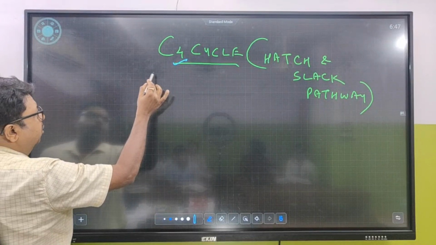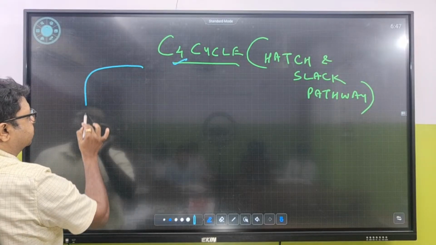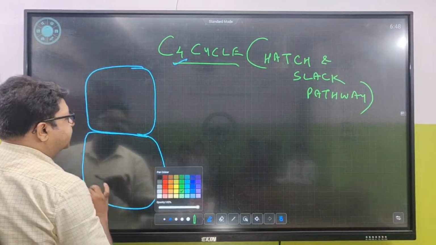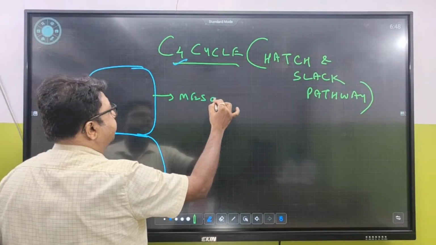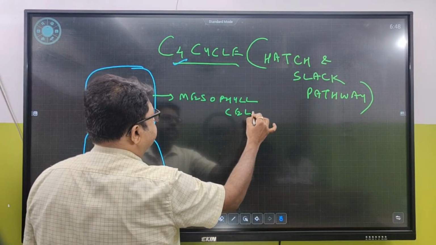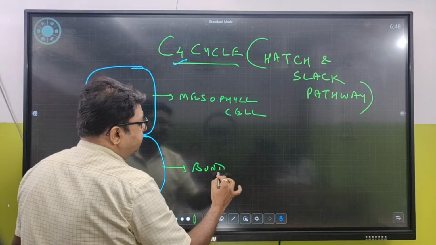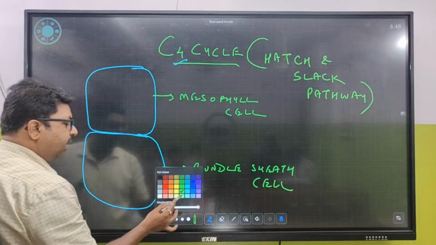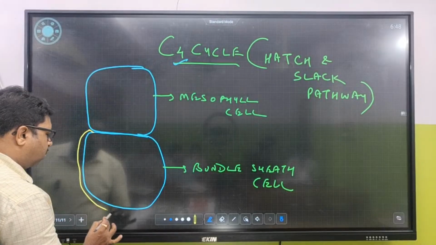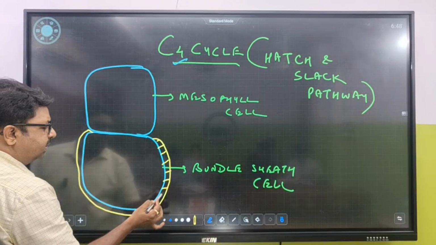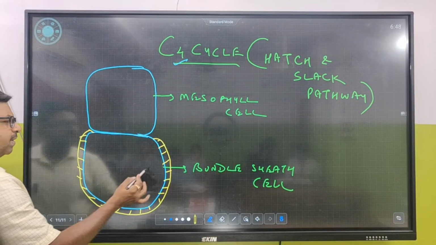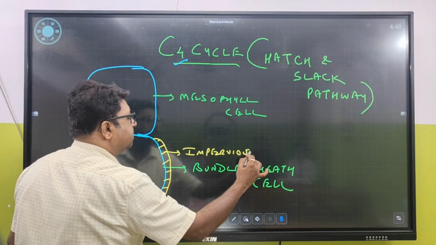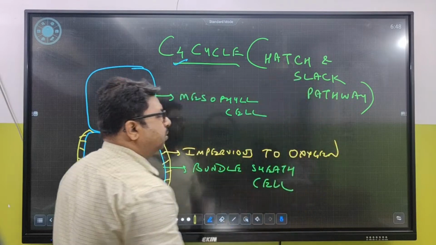In the C4 cycle there are two types of tissues: one is mesophyll cells and one is bundle sheath cells. This is the mesophyll cell, and this is the bundle sheath cell. Keep in mind that the cell wall of the bundle sheath cell is very large and thick. The cell wall is impervious to oxygen.